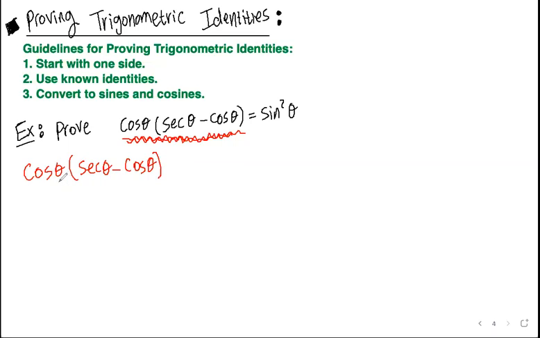How can I simplify this one? Cosine of theta, secant of theta minus cosine of theta. So I can do this for the secant of theta. Secant is 1 over cosine, right? Yes, exactly. So here I get cosine of theta times 1 over cosine of theta minus cosine of theta. Now simplify this in parentheses or make the common denominator.